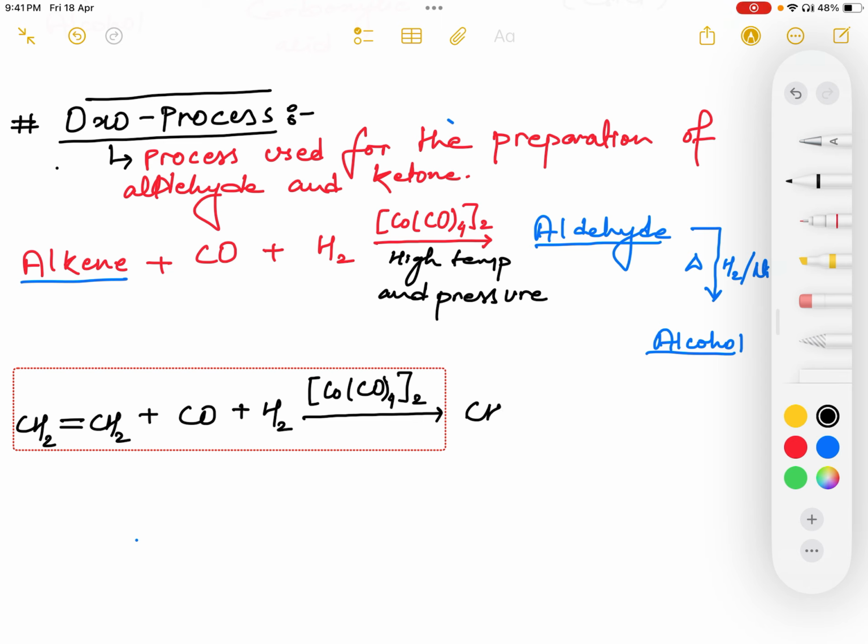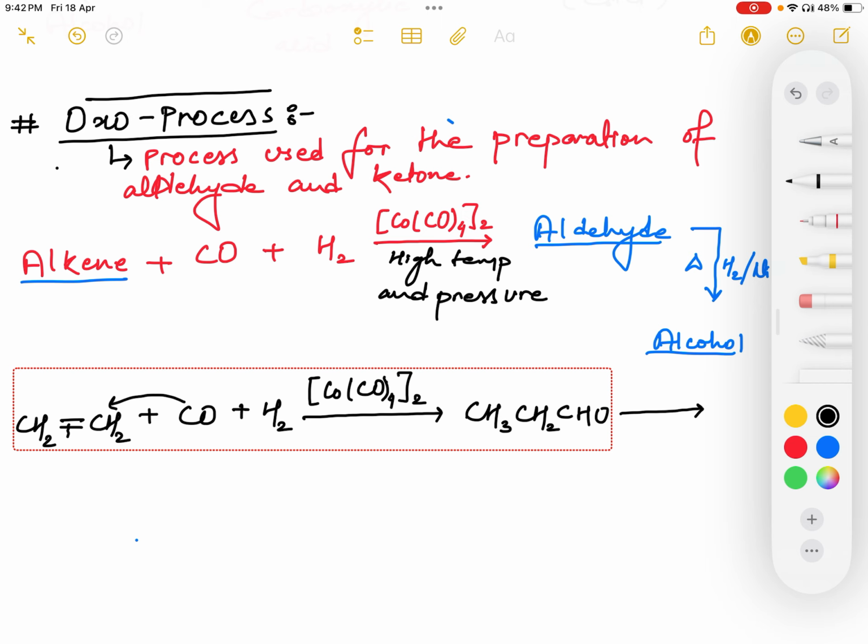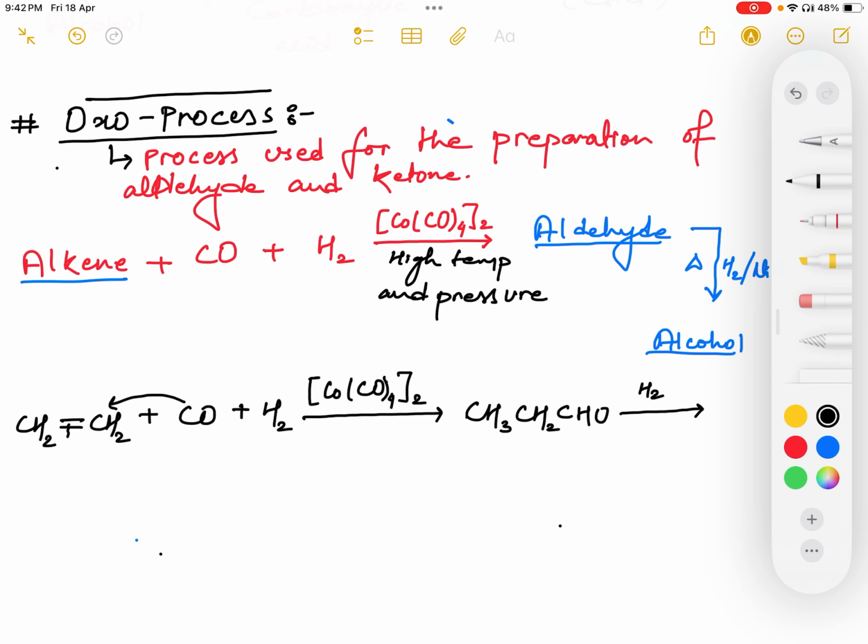So here you will have CH3, CH2, C double bond O, H, or CHO, which is an aldehyde having one carbon attached. The carbon will attach right at this point, the bond will break, and the hydrogen will move to the other carbon. Further, we need to reduce it in the presence of hydrogen and nickel so that it will give you 1 degree alcohol: CH3, CH2, CH2, and OH.